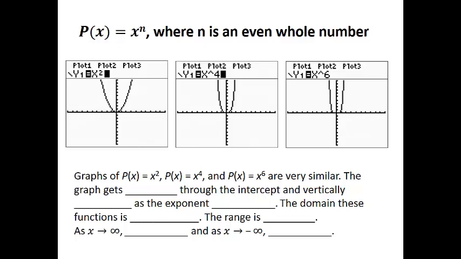But notice that the behavior of these graphs all looks very similar, right? It's just getting very much like we saw with the odd powers. The graphs are getting flatter through the intercepts, and the graphs are getting vertically steeper as the exponent increases.